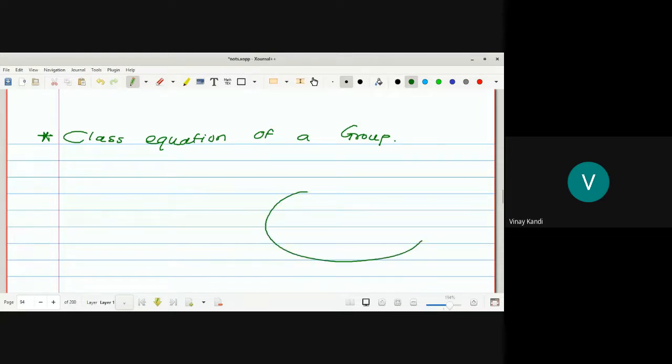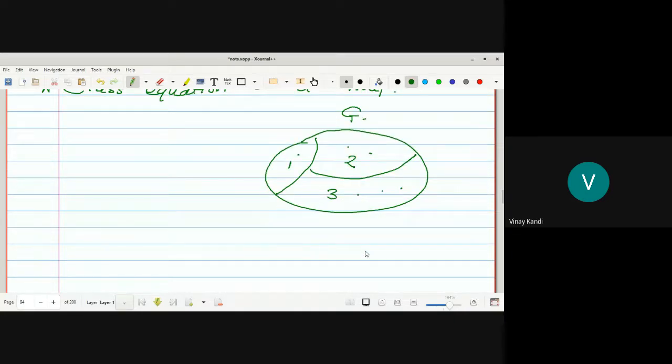Suppose a group is given. In how many ways is it partitioned? Suppose 3 parts. In the first part there is one element, this contains 2 elements, this contains 3 elements. Then what is the class equation of that group? 1 plus 2 plus 3, that is the order of that group, 6. And this is the class equation for S3.